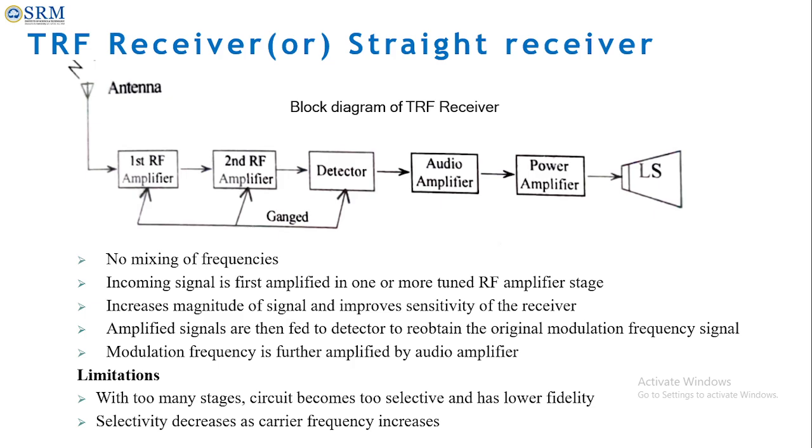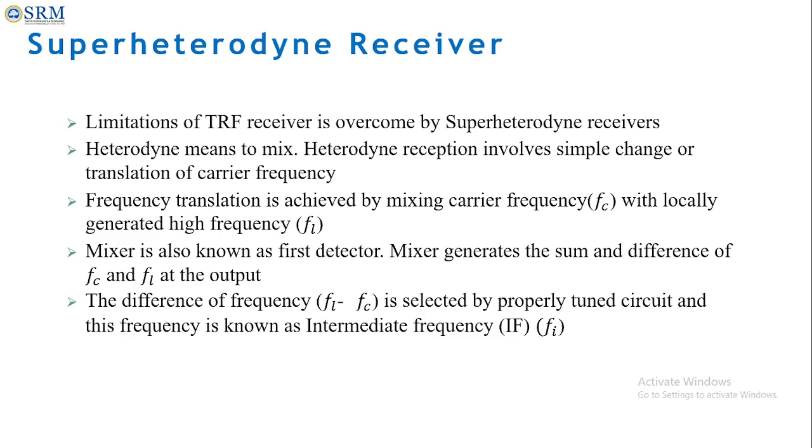Then the amplified signals are fed to the detector to obtain the original modulation frequency signal. After the detection process, we have the amplifier, where the modulation frequency is further amplified by the audio amplifier. One main drawback of the tuned radio receiver is that with too many RF stages, the circuit becomes too selective. Selectivity also decreases as the carrier frequency increases. These are the two main drawbacks of the tuned radio receiver.